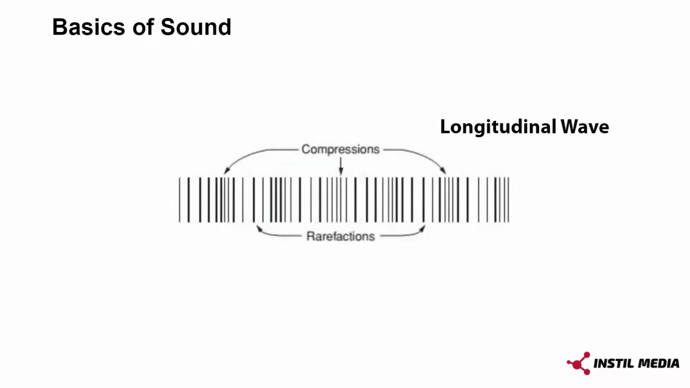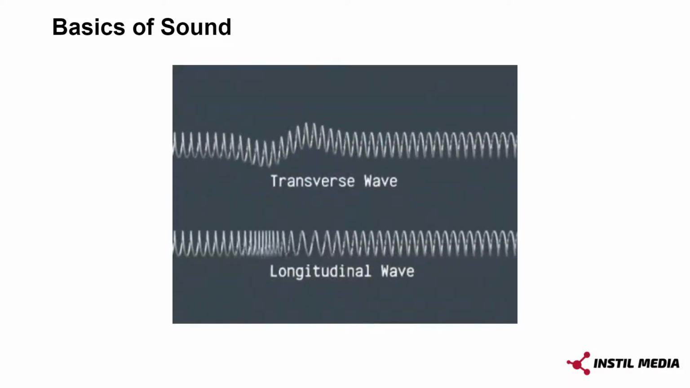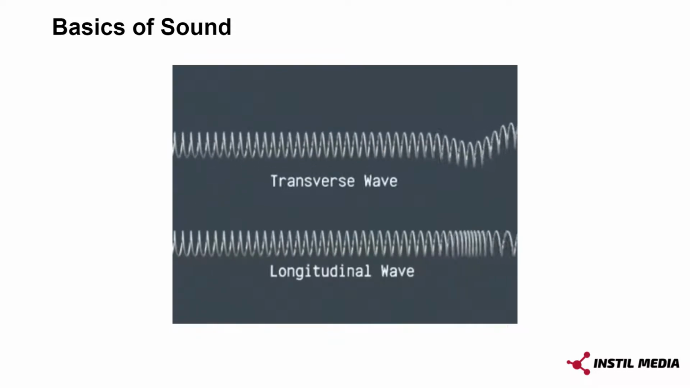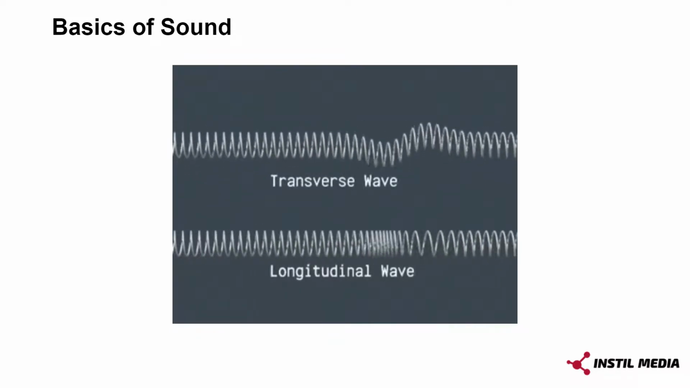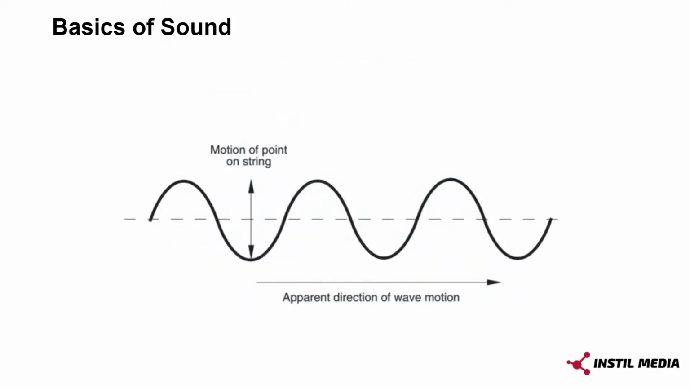These are known as longitudinal waves, since the air particles move in the same dimension as the direction of wave travel. The alternative to longitudinal wave motion is transverse wave motion, such as is found in vibrating strings, where the motion of the string is at right angle to the direction of apparent wave travel.